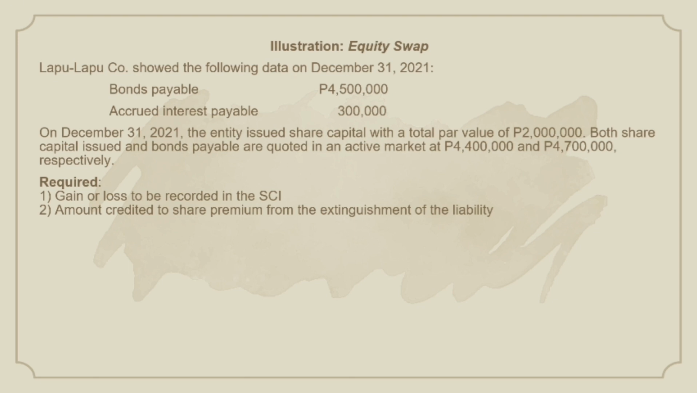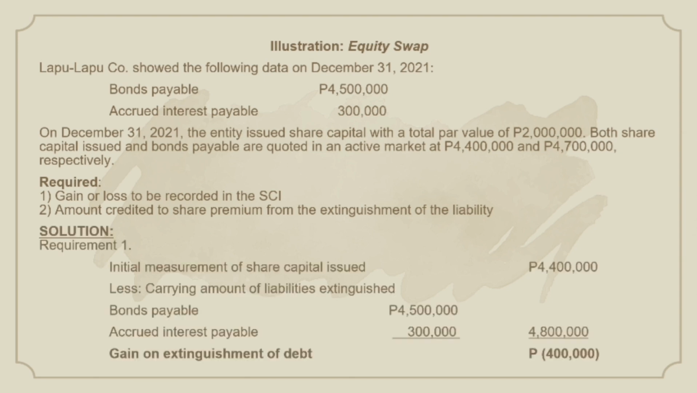On December 31, 2021, the entity issued share capital with a total par value of 2 million. Both share capital issued and bonds payable are quoted in an active market at 4,400,000 and 4,700,000 respectively. Required: gain or loss to be recorded in the statement of comprehensive income and the amount credited to share premium from the extinguishment of the liability.